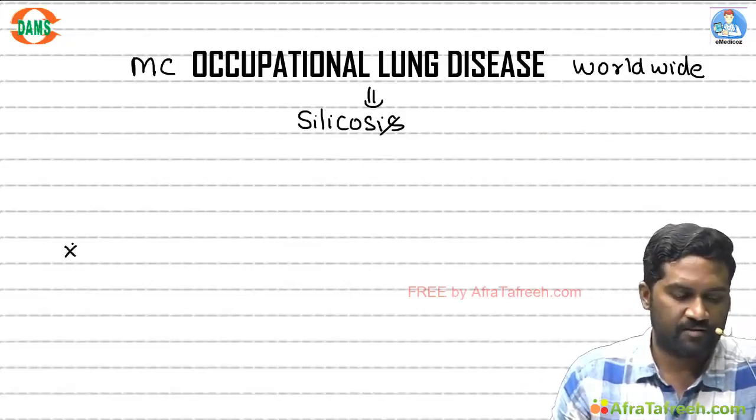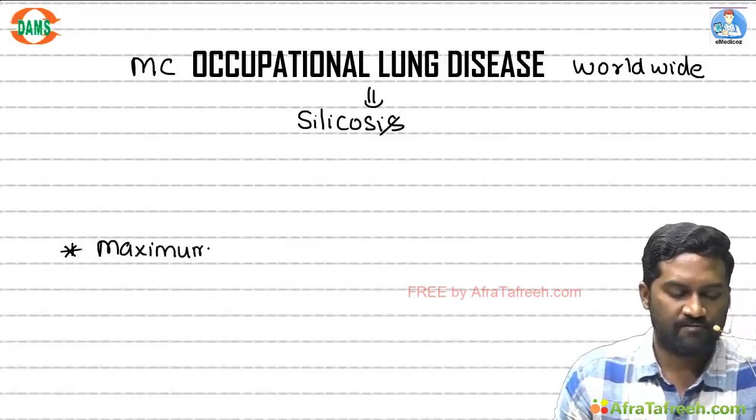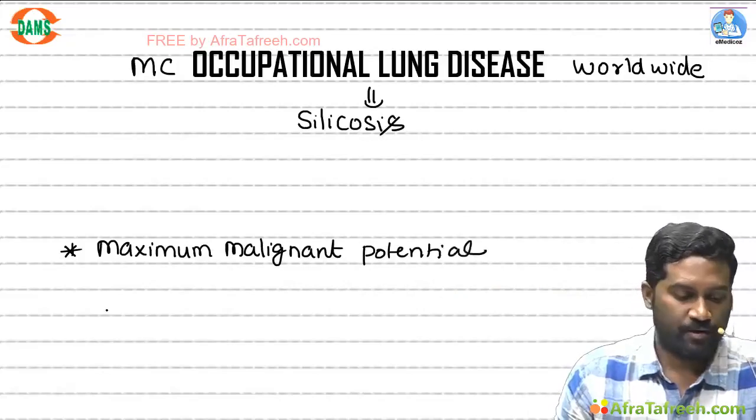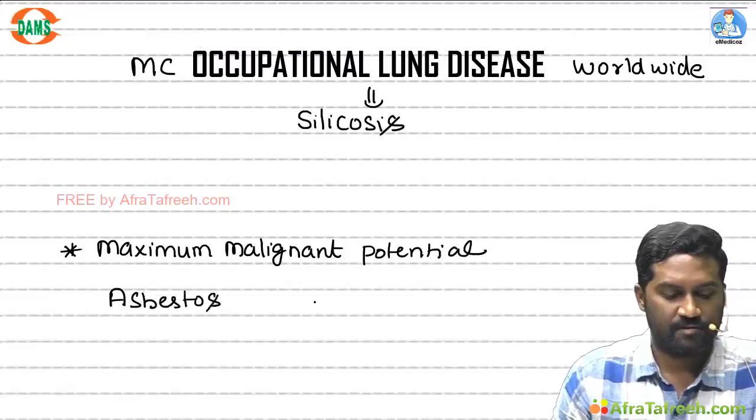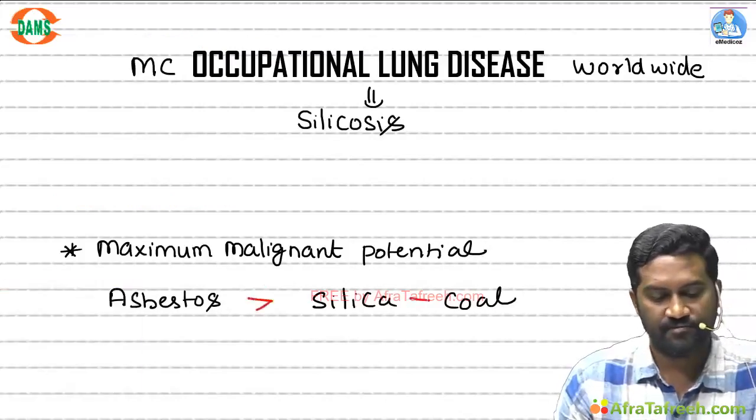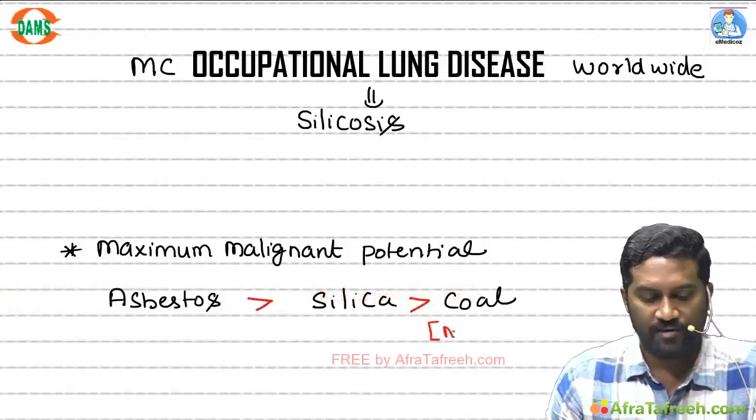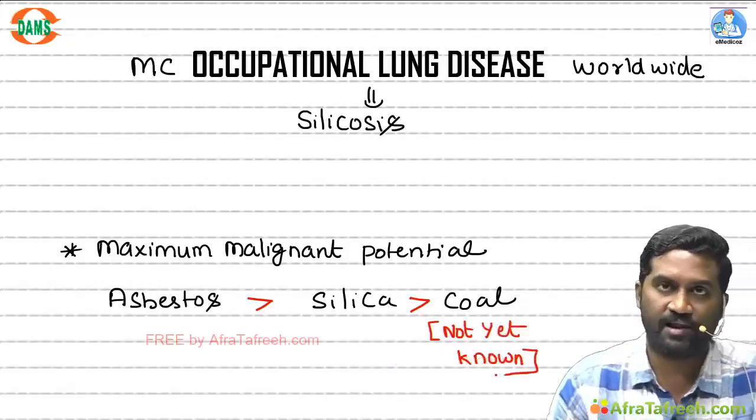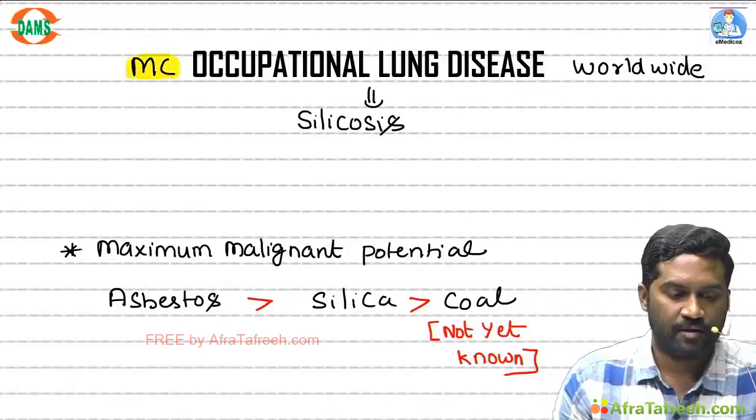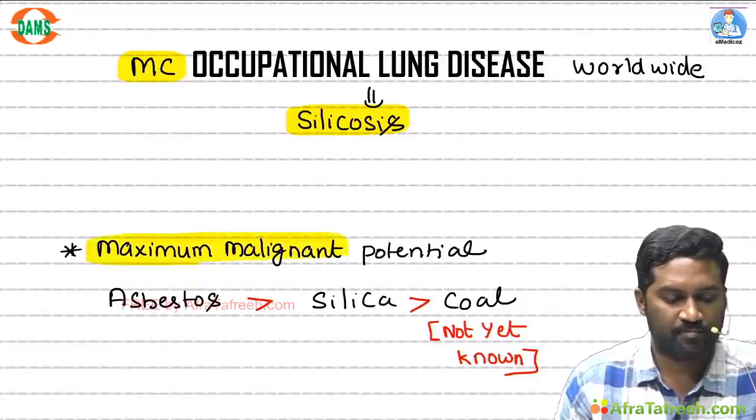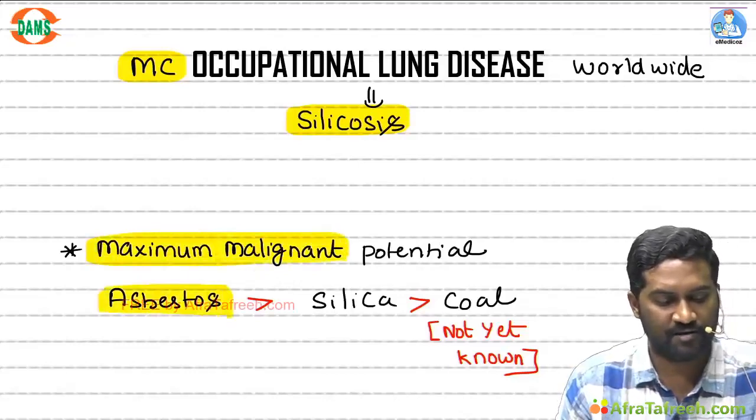Then if they ask you a question like this, what is the particle with maximum malignant potential? The options generally they give are asbestos, silica, coal. The order of preference will be asbestos, silica, and last in the list will be coal. Actually, the malignant potential of coal is not yet exactly known. We don't know whether coal can cause malignancy or not. Here in this slide we have understood the most common occupational lung disease worldwide is silicosis, and the particle with maximum malignant potential is asbestos.